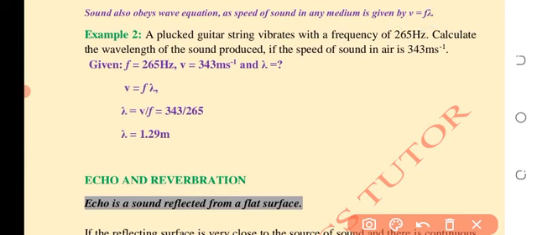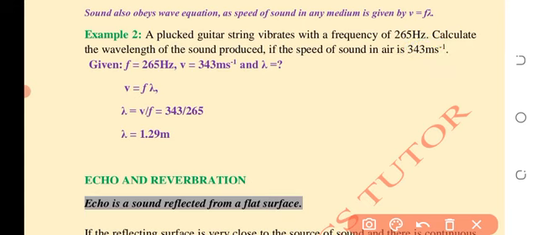Okay. Now the second example here says a plucked guitar string vibrates with a frequency of 265 Hz. We have to calculate the wavelength of the sound produced if the speed of sound in air is 343 meters per second. Now, according to the question, the parameters are a frequency of 265 Hz. We have the speed of sound in air at that particular time as 343 meters per second, and we are looking for the wavelength.